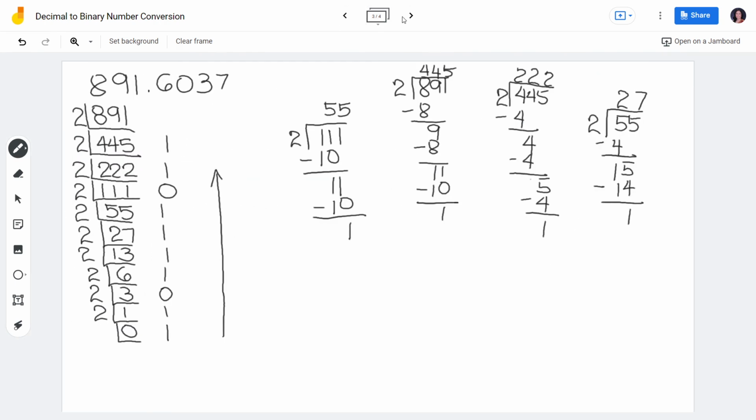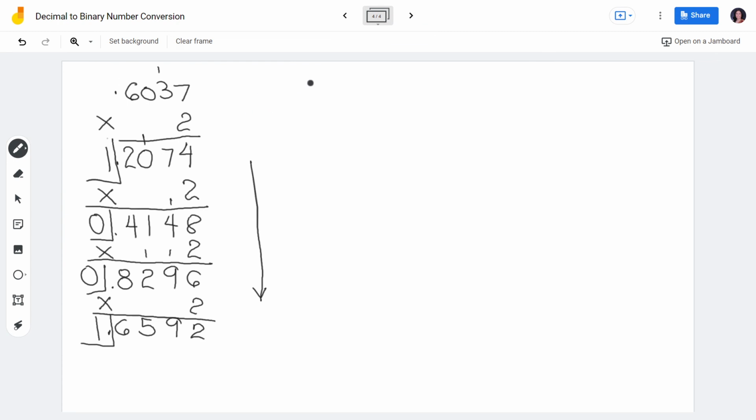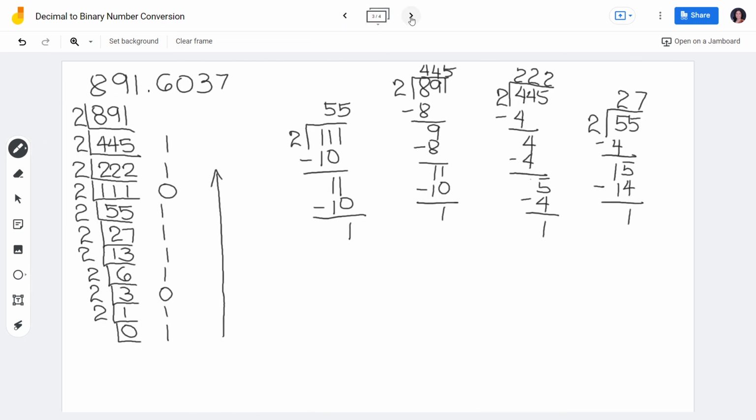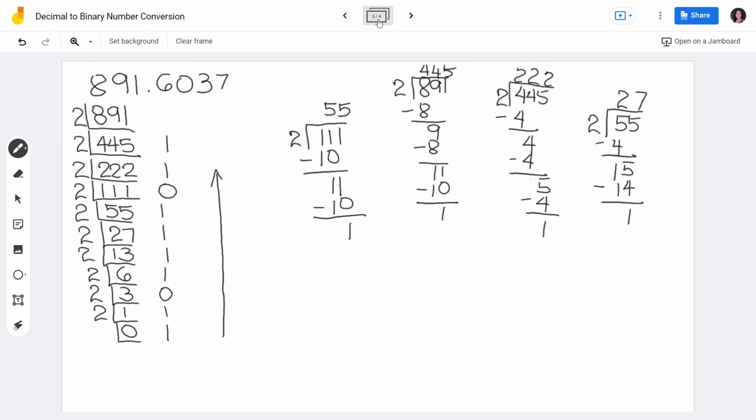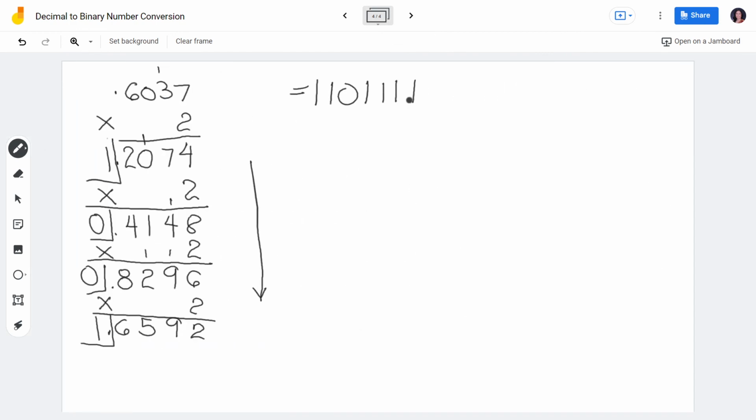So let's have our final answer. Our final answer will be 1, 1, then 0, and then 4 ones, and then 0, and then 2 ones, and the fraction is 0.1001 base 2 for binary.